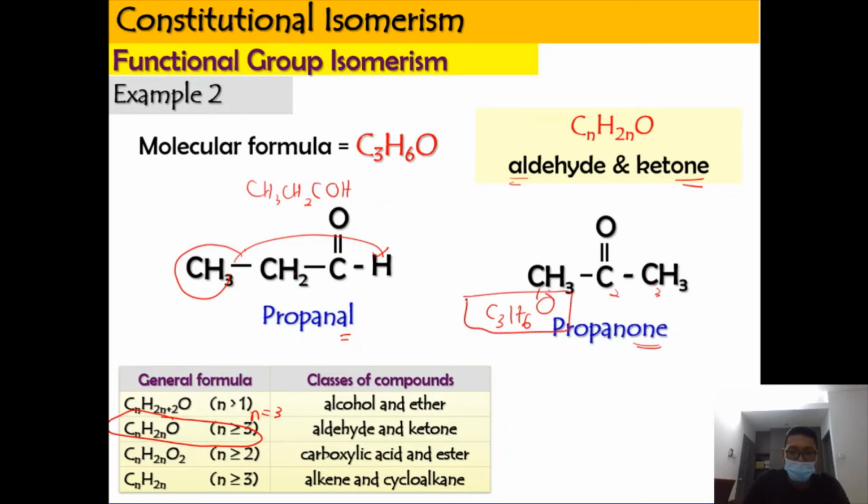The same goes for propanal: C3, hydrogen 6, and 1 O. The formula is still maintained.